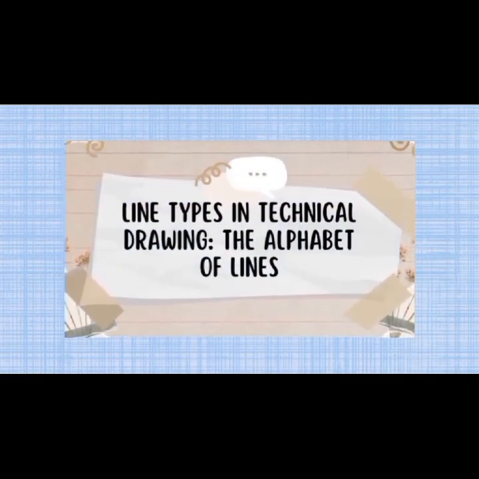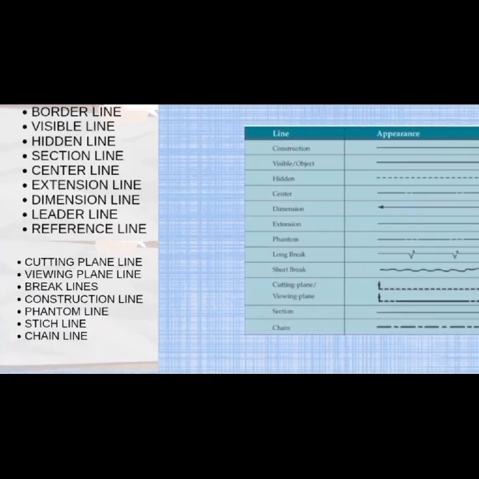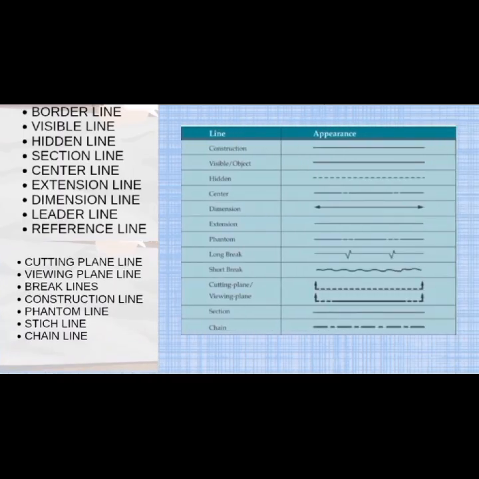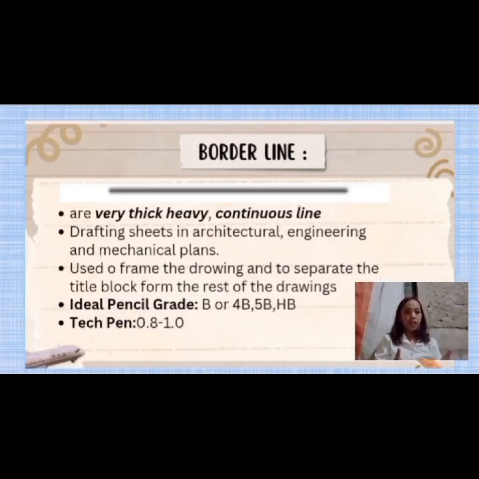Line types in technical drawing, the alphabet of lines. So these are the line types in technical drawing. We have border line, visible line, hidden line, section line, center line, extension line, dimension line, and so forth. Border lines are very thick, heavy, continuous lines used to frame the drawing and to separate the title block from the rest of the drawing.